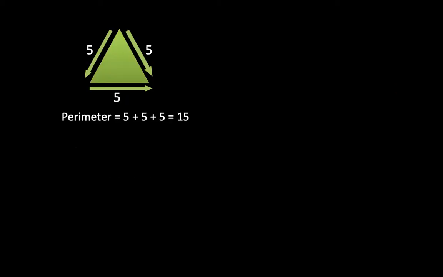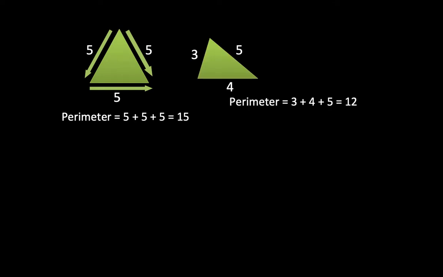Now, with perimeter, we can do this with any kind of shape as long as we know the length of each side. So we have a triangle where all 3 sides are 5. So the perimeter would be 5 plus 5 plus 5, which is 15. It does not even have to have all the same sides. In this case, we have a triangle that's 3 plus 4 plus 5. So our perimeter is 12.